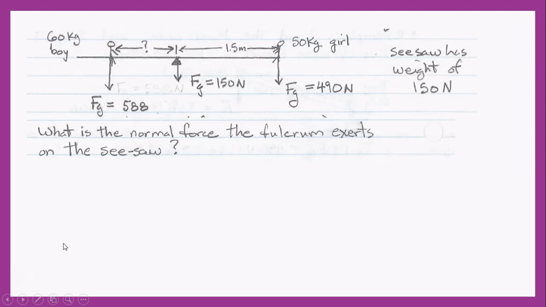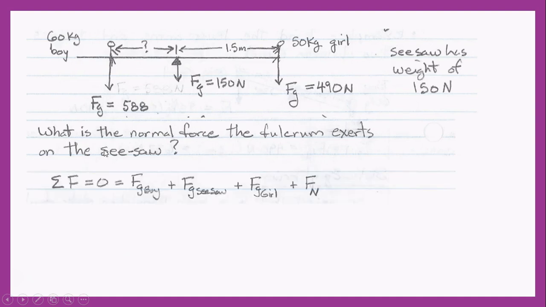There's a second part to this problem, and that is, what is the normal force the fulcrum exerts on the seesaw? So we take a look at this, and we know that the forces have to sum up to 0 because this seesaw is not moving translationally either, so the forces are balanced.